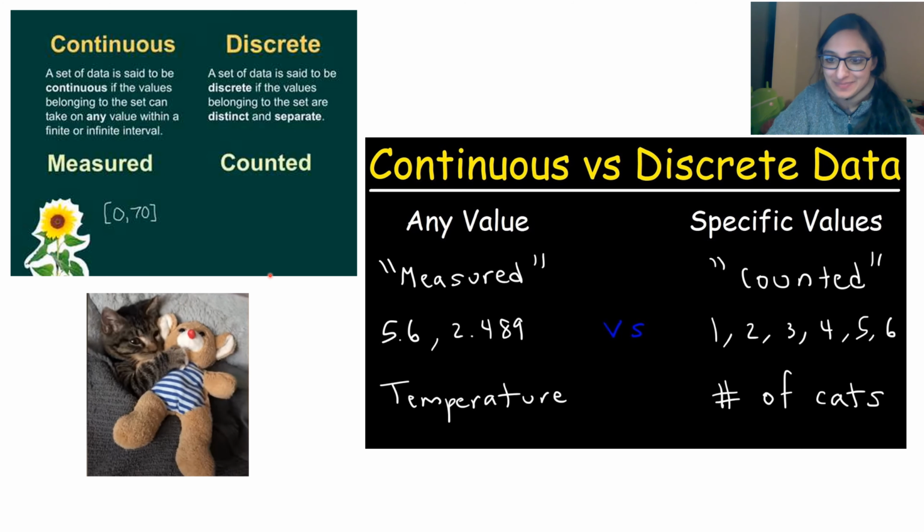So just to explain what continuous and discrete values are. A continuous data value: a set of data is said to be continuous if the values belonging to the set can take on any value within a finite or infinite interval. So it's like something measured, right? It can be anything. For pi, you can say 3.14142.